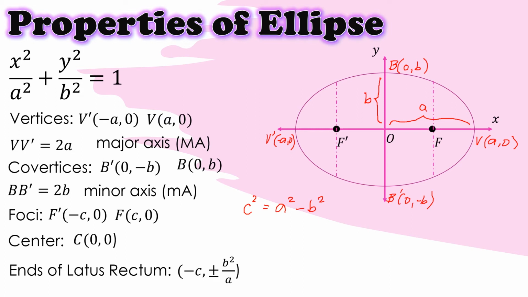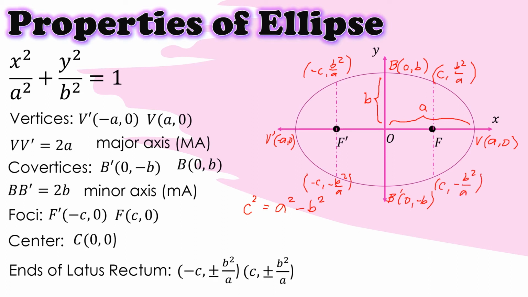Hence, the ends of the latus rectum are at the points negative c, b squared over a; negative c, negative b squared over a; and c, b squared over a; and c, negative b squared over a. The length of the latus rectum may be obtained from the coordinates of its endpoints. Hence, the length of latus rectum is equal to 2b squared over a.